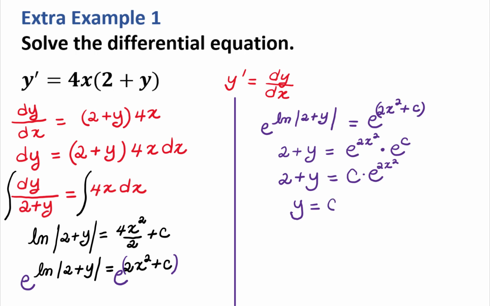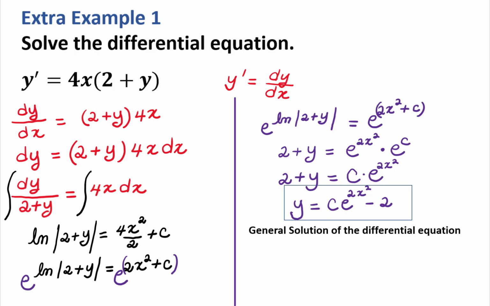Subtracting 2 from both sides, y is equal to c e to the 2x squared minus 2. The general solution to the differential equation. We'll box it.